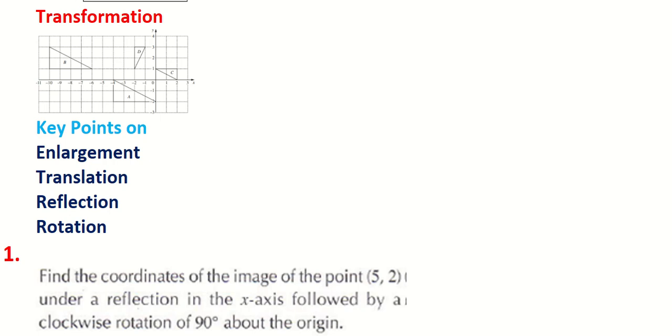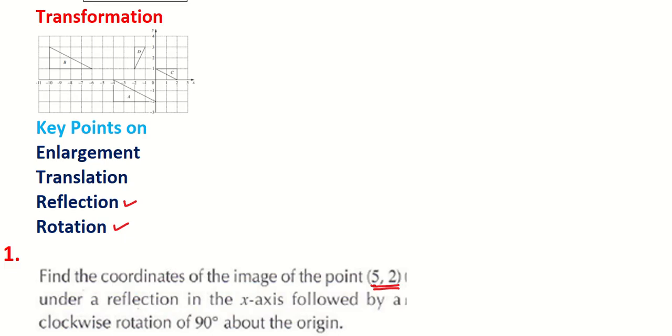Transformation. Key points on enlargement, translation, reflection, and rotation. In this question, we have two successive transformations. The first one is reflection, and the second one is rotation, about the origin 90 degrees clockwise. Now, find the coordinates of the image of the point (5, 2).